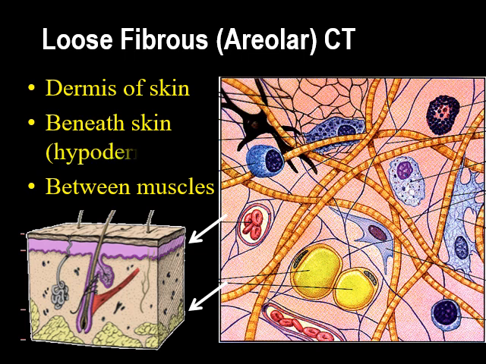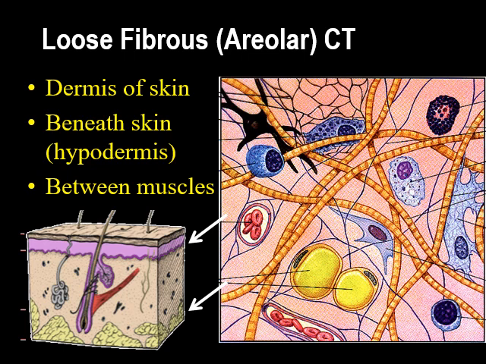Loose fibrous connective tissue, which is also known as areolar connective tissue, contains relatively few cells and lots of matrix. The fibers in the matrix are relatively few, and they go in every which direction, so there's lots of flexibility to this type of connective tissue.